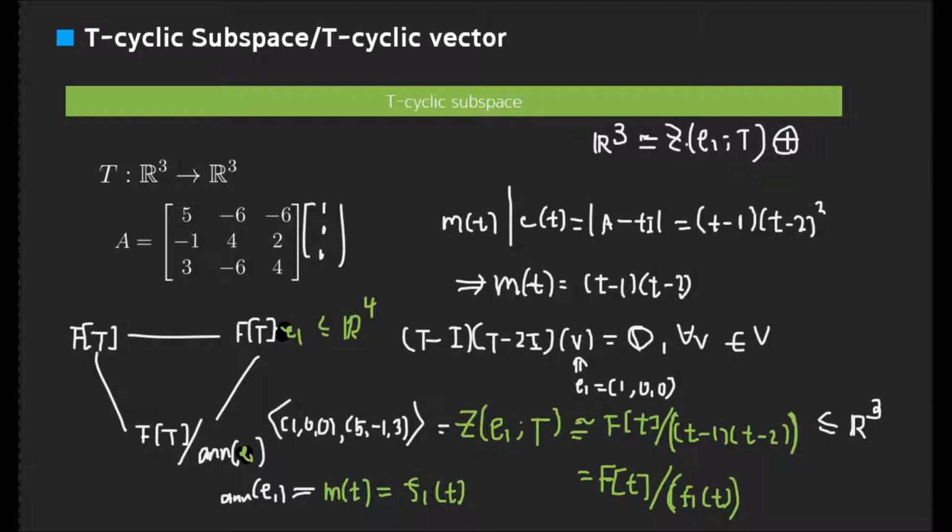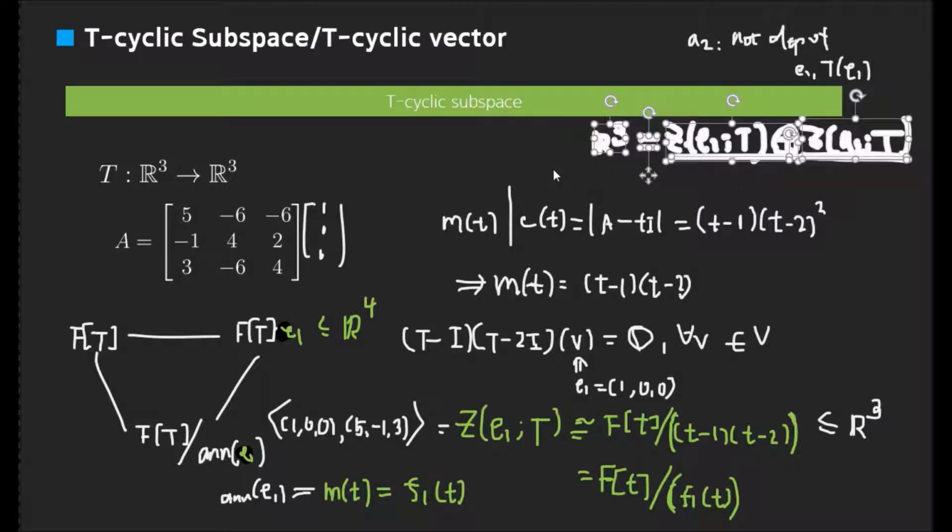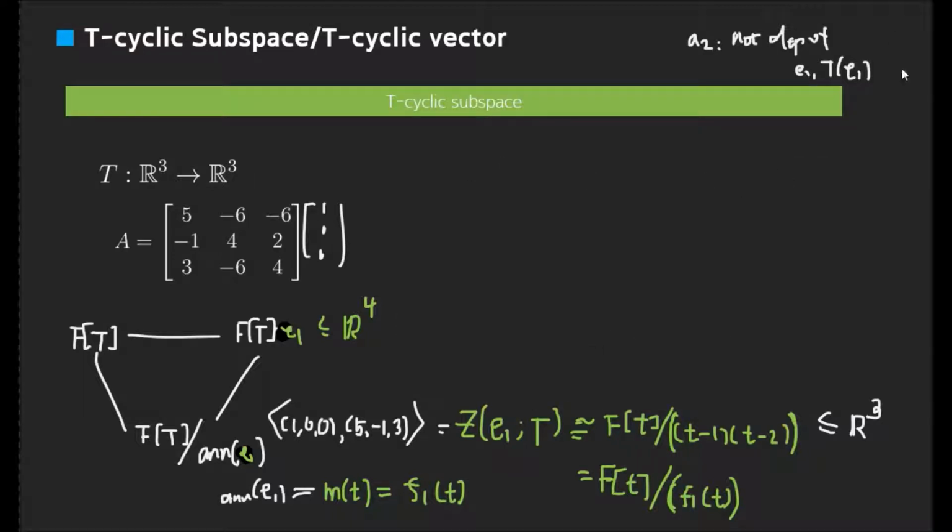And the next is to generate another element of these. Of course, it is no problem. We can check if we can choose A2 for convenience. This A2 is not dependent on E1 and TE1. Then we can generate it. This generates R3, but I will construct this here.